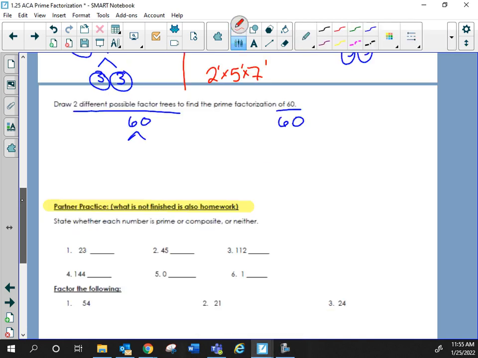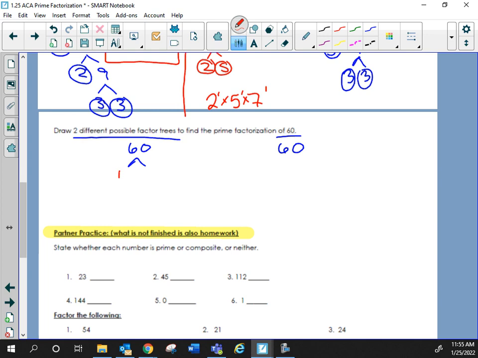For 60, I saw lots do 10 and 6. Are either of those prime? No, so keep breaking it down. 10 can be 2 and 5. 6 can be 2 and 3. Are any of those composite? No, so that is going to be my final thing.